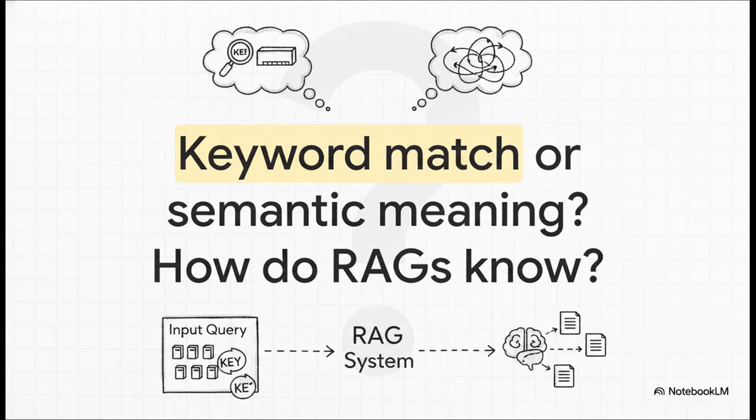Keyword match or semantic meaning. How do RAG systems actually know the difference? If you've ever wondered how modern AI fetches the absolute perfect piece of information out of millions of documents in a matter of milliseconds, well, you are in the right place. Welcome to this explainer on the inner workings of AI retrieval.